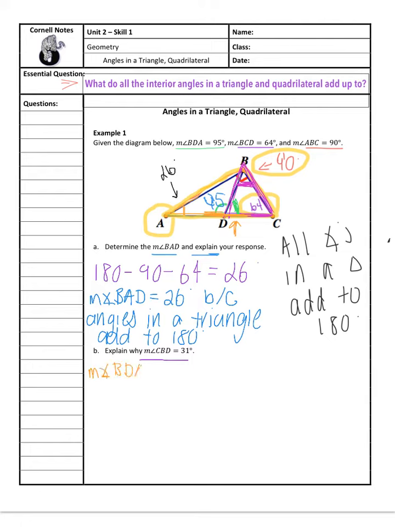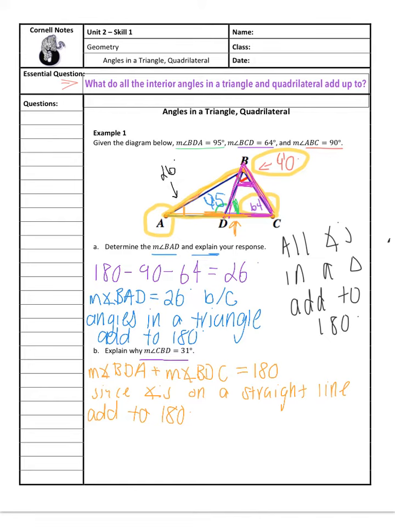So we could make a little equation that says the measure of angle BDA, that was my angle on the left that we already know is 95, plus the measure of angle BDC, that's the one that we're going to look for in the meantime. Those have to add up to 180 since angles on a straight line add to 180. So just like angles in a triangle add to 180, angles in a straight line also add to 180.